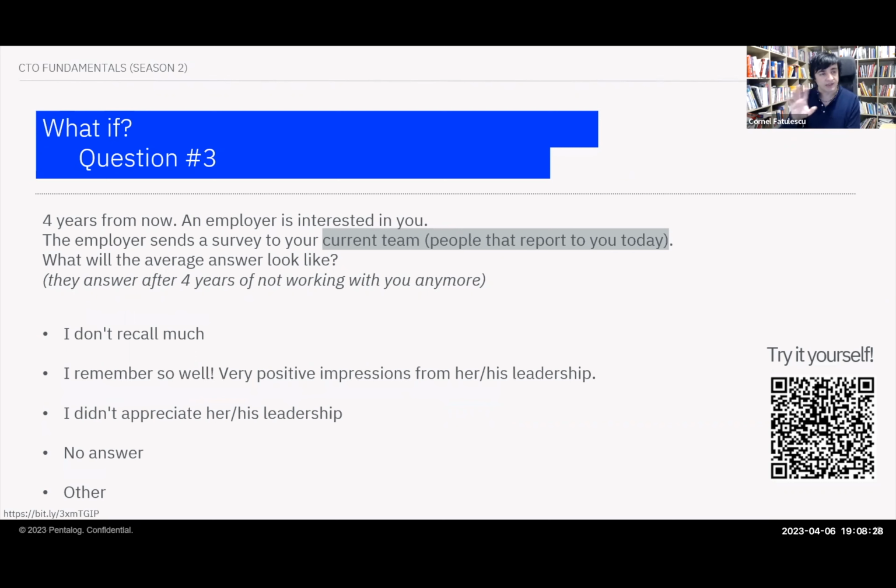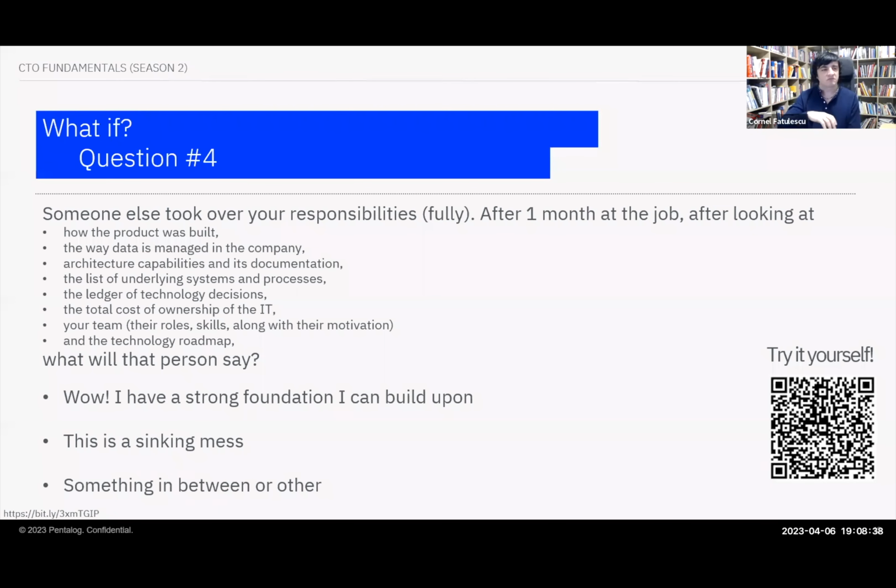The third question is the same, but it's for the team, for people who report to Bob. And the fourth question is very related to the legacy. How does it work? How did it work? The handover.